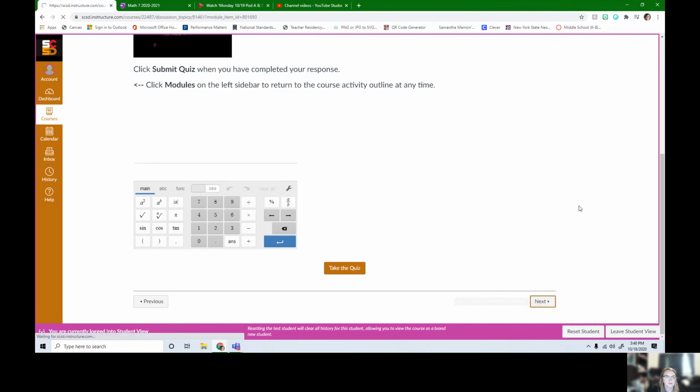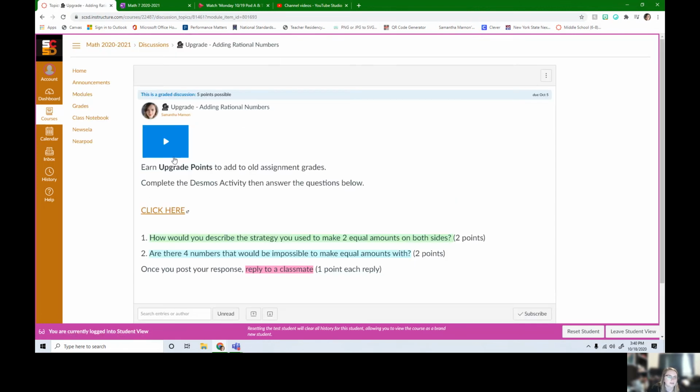After both of those, if they would like, there is an upgrade assignment. This is a discussion post, and this is how we can earn points to fill in for missing assignments or for some assignments we didn't do too well on. There's a Desmos activity that needs to be done first, and then they can answer these 2 questions and reply to classmates to get some bonus points.